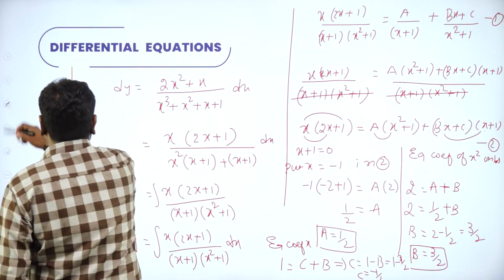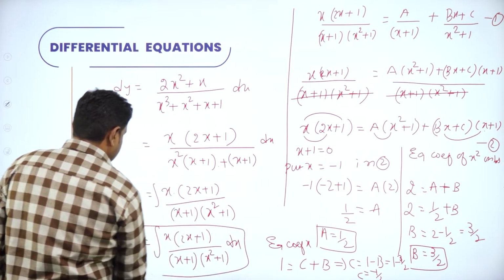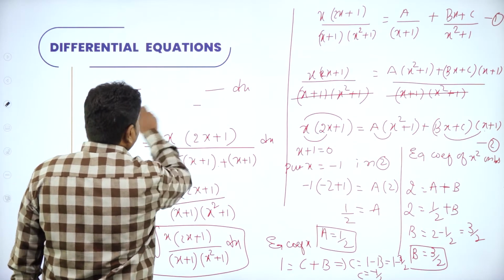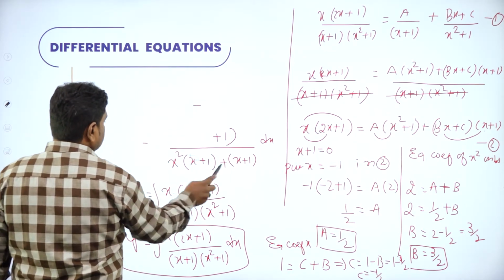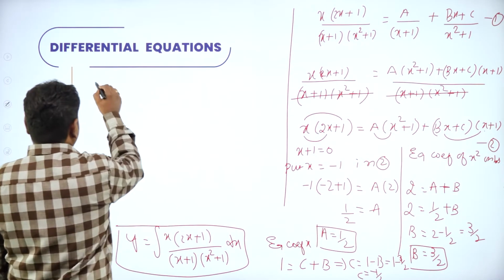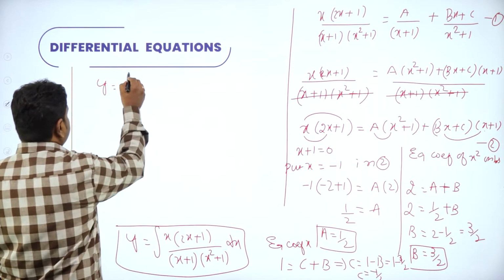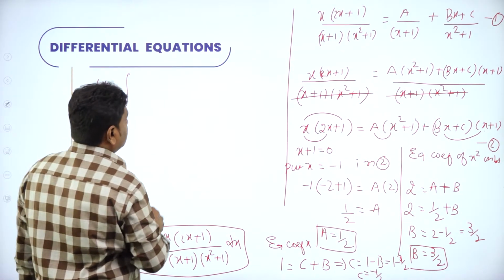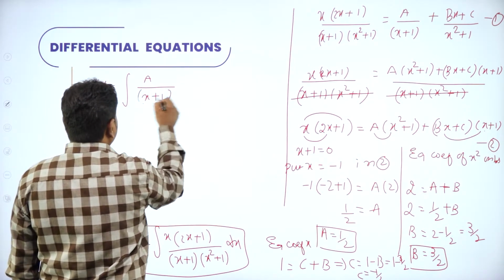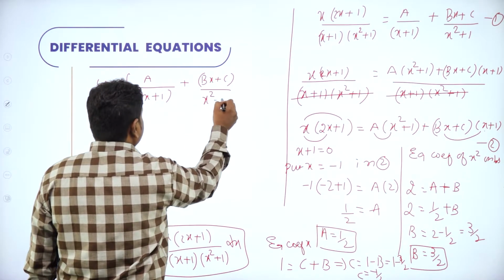So now I'll substitute all the values. So remember, we got this part. Till this part I can erase. So let me erase the remaining part. So copy till this part and later I'll do here. So now I'll take y is equal to integration of, in spite of x, in spite of that we can write a divided by x plus 1 plus bx plus c divided by x square plus 1 dx.